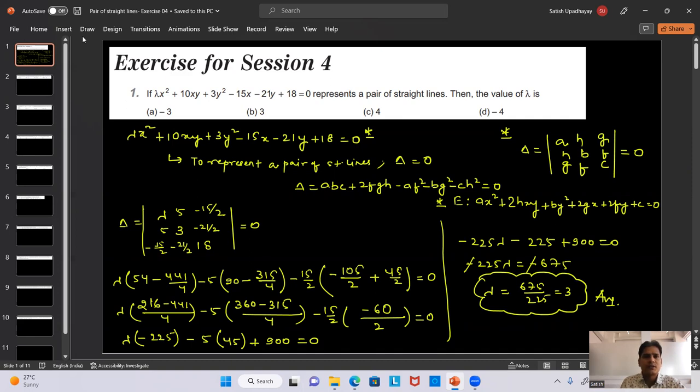This will be our answer to this question, right? So lambda equal to 3 is, yeah, it's there in option B. So our correct answer will be option B. Okay. So moving to the next question.